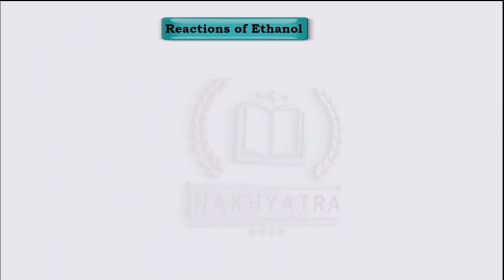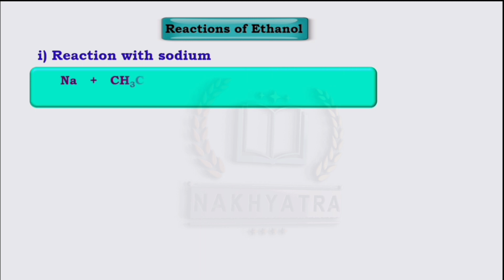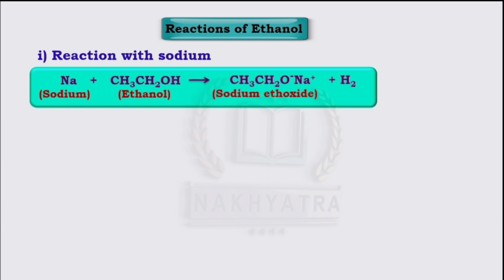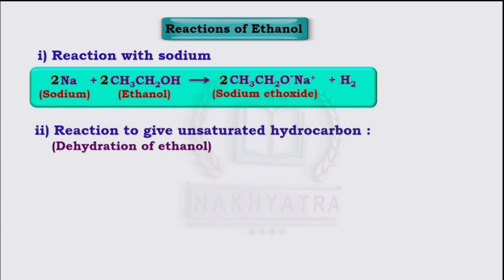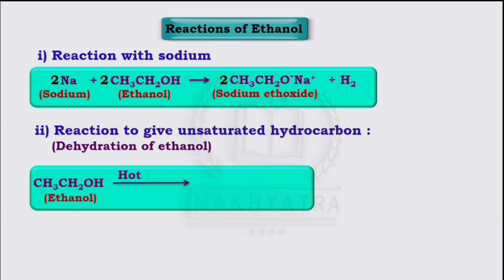Next is the reactions of ethanol. First with sodium. So when sodium is reacted with ethanol, it gives sodium ethoxide plus H2. So this is the chemical formula for sodium ethoxide. Now balance the reaction. Okay, next we will see the reaction to give unsaturated hydrocarbon, that is dehydration of ethanol. So from the reaction here you can see that on heating in presence of an excess of concentrated sulfuric acid, ethanol gets dehydrated to give ethene and there is a release of water, right?